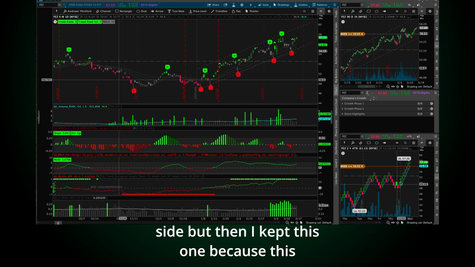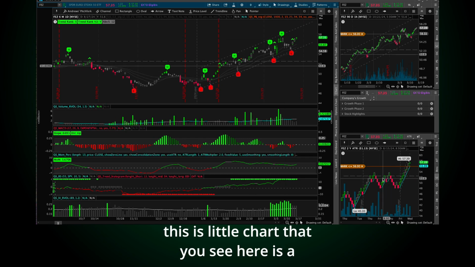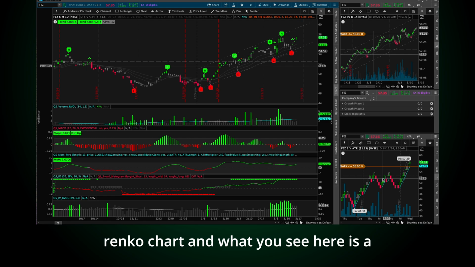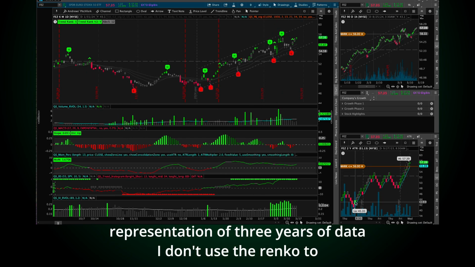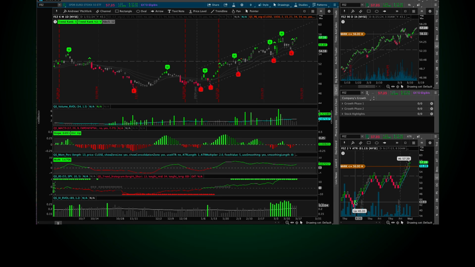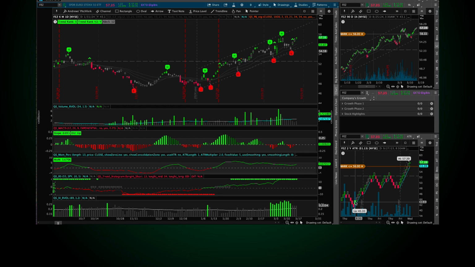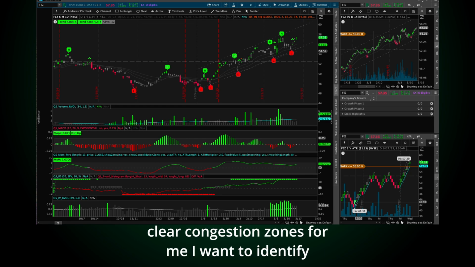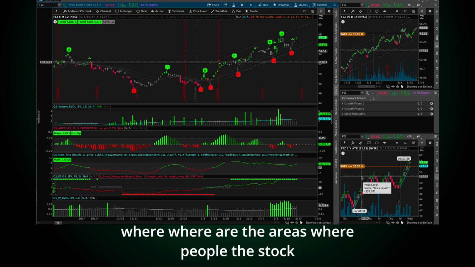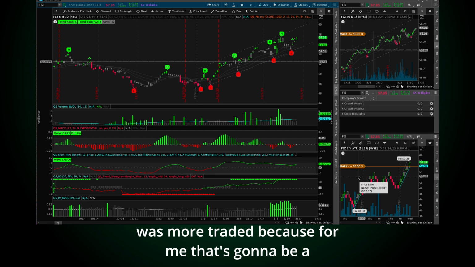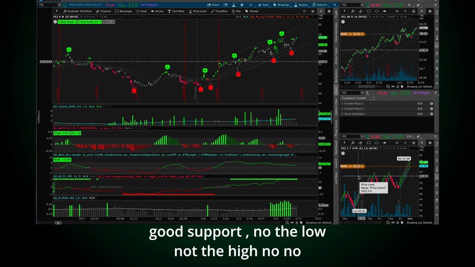But then I kept this one because this little chart that you see here is a Renko chart. And what you see here is a representation of 3 years of data. I don't use the Renko to time my entries, but it's a good chart to define clear congestion zones. I want to identify where the areas are where the stock was more traded, because for me that's going to be a good support. Not the low, not the high, no.